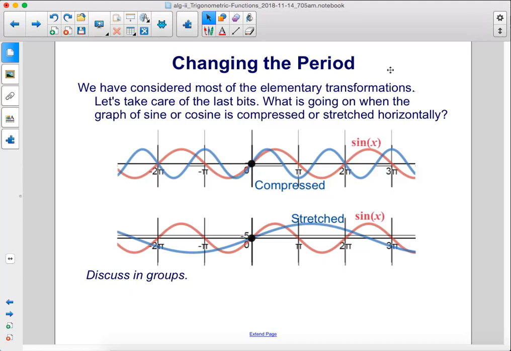We have considered most of the elementary transformations. Let's take care of the last bits. What's going on when the graph of a sine or cosine is compressed or stretched horizontally? So here, the blue function is a sine wave that's been compressed, and here, the blue wave is a sine wave that's been stretched.